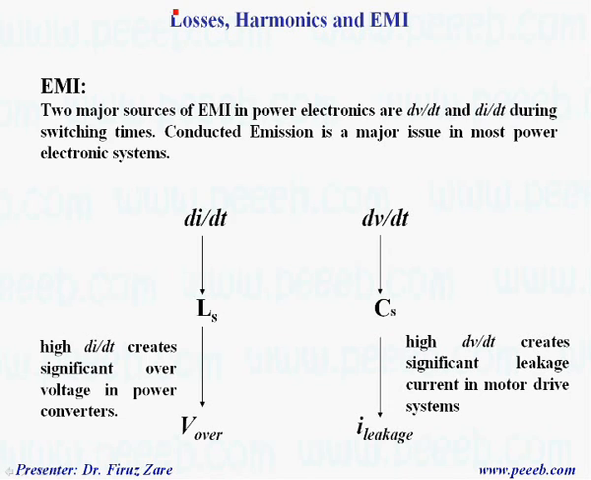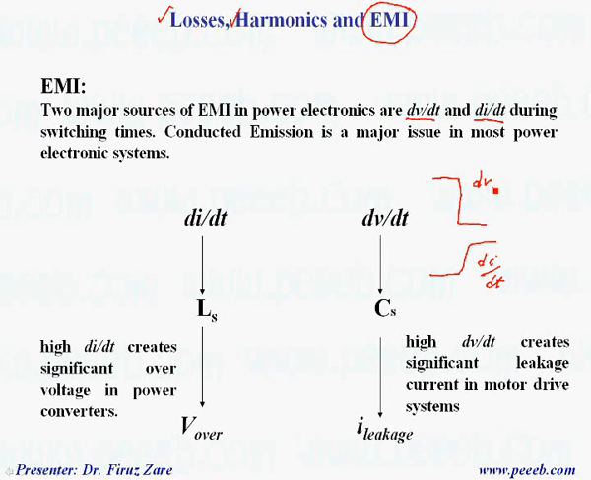We have considered losses and harmonics. Now let's consider EMI, electromagnetic interference. Two major sources of EMI in power electronics are dv/dt and di/dt. Basically, when we switch on and switch off, we chop the DC voltage or DC current. That means we have significant di/dt and dv/dt.